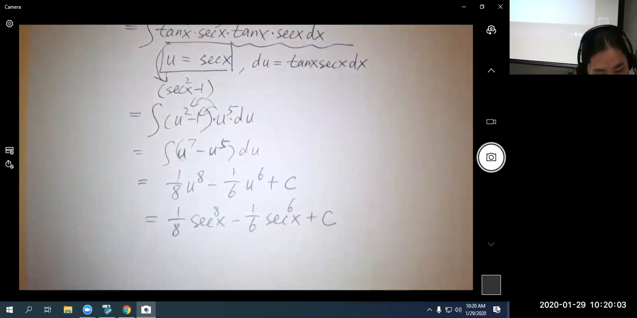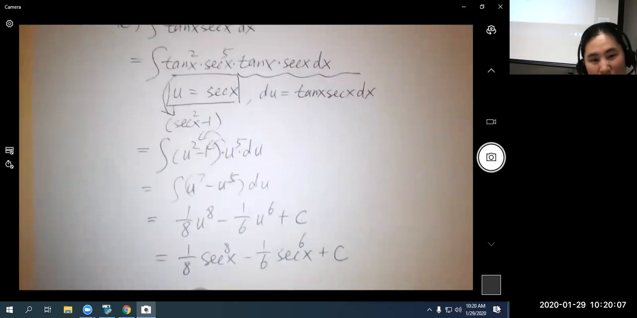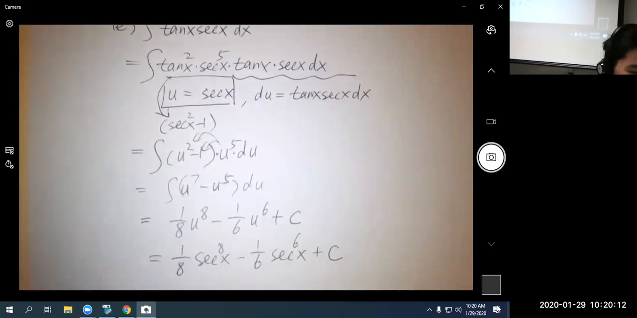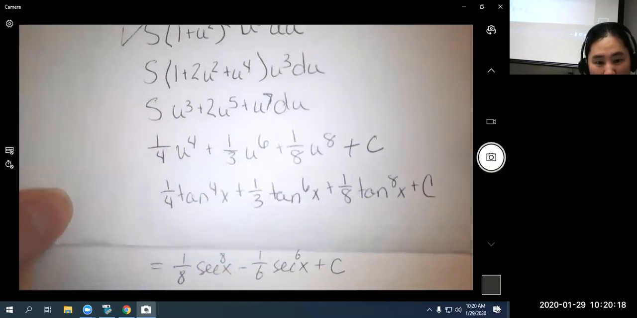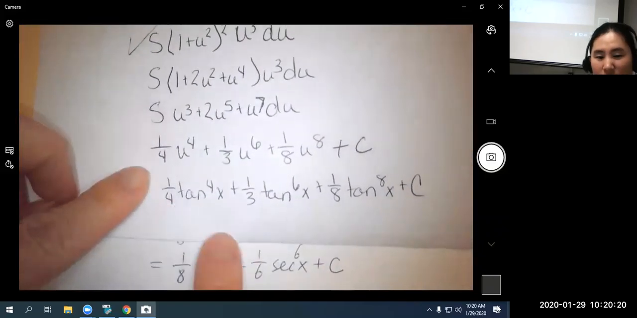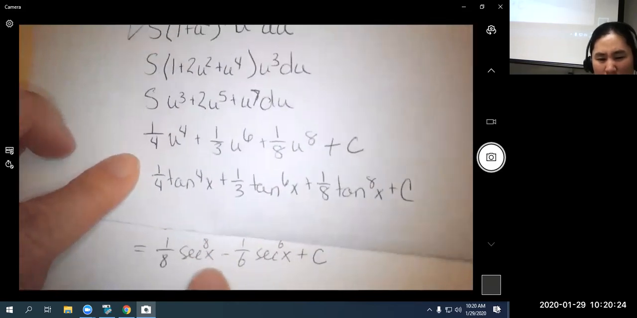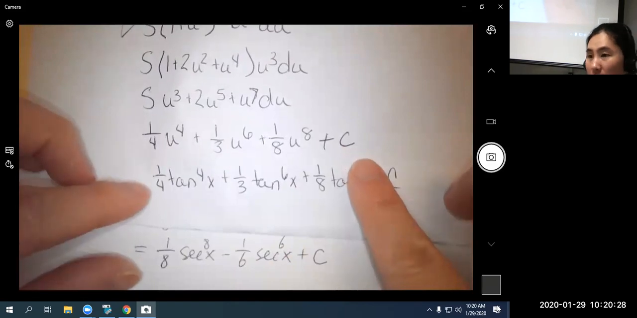Okay, guys, you may ask, if we're using this method to do question E, this is the result, and just now, this is the answer we get. Oh, it has 3 terms, right? But here it only has 2 terms, okay? They are the same, okay? It looks very different, but they are the same.